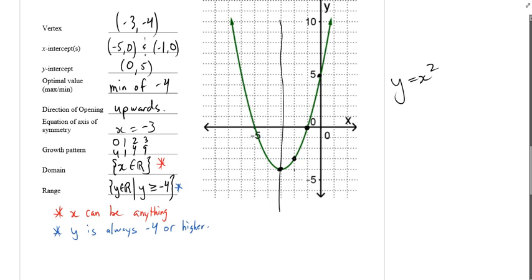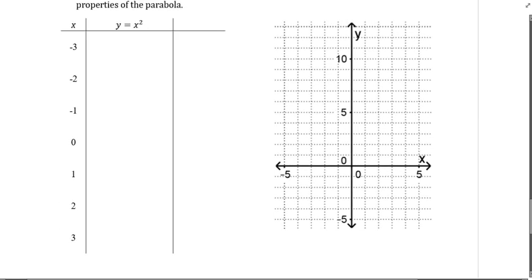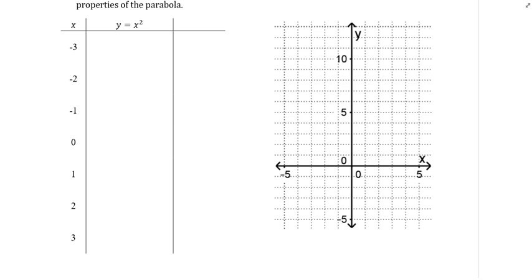Okay, so here's what we're going to do for the rest of today, and here's what your homework is going to be. We're going to make a few graphs. So we're going to make one right now just with a table of values so that we practice drawing parabolas and so that we practice those properties, vertex and all of that stuff. Okay?